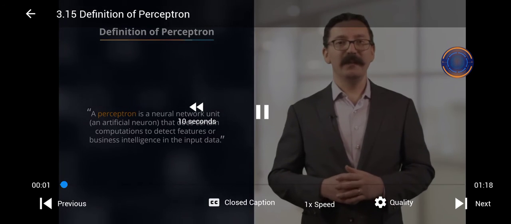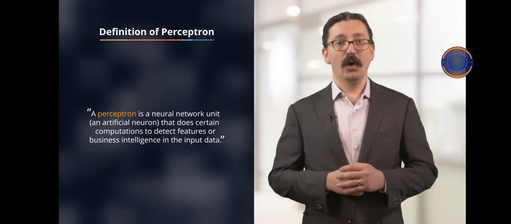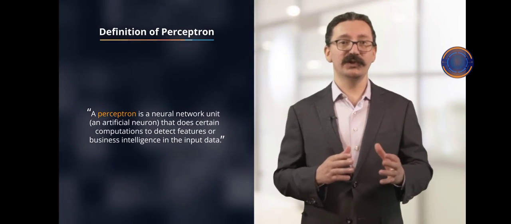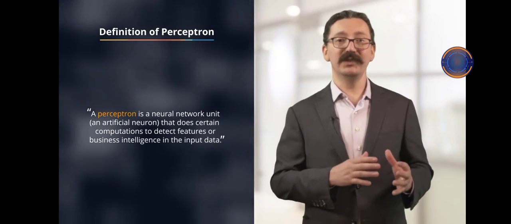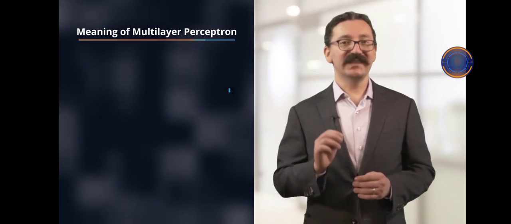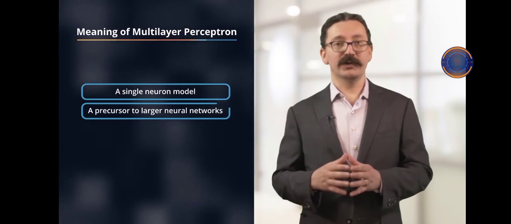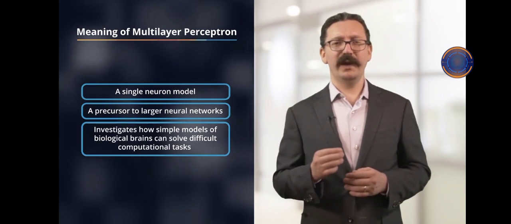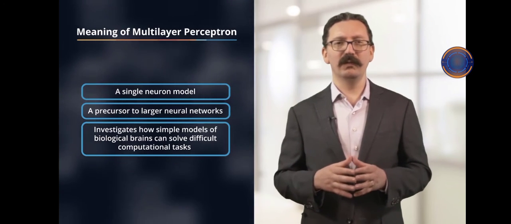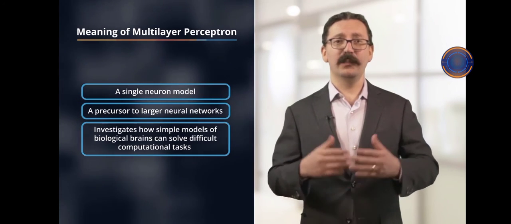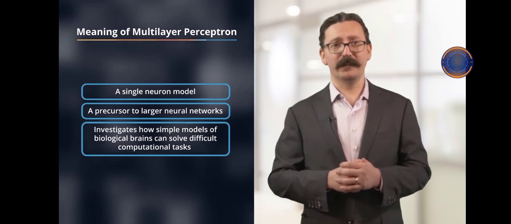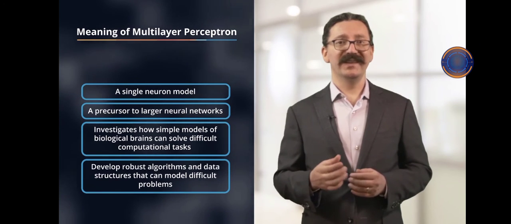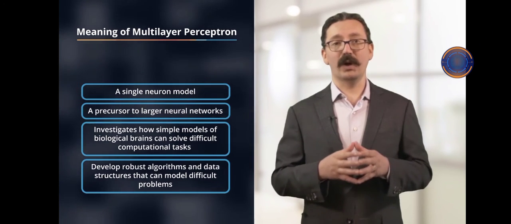A perceptron can be defined as a neural network unit, or an artificial neuron, that does certain computations to detect features or business intelligence in the input data. A perceptron is a single neuron model that is a precursor to larger neural networks. It investigates how simple models of biological brains can be used to solve difficult computational tasks like predictive modeling in machine learning. The goal is to develop robust algorithms and data structures that can be used to model difficult problems.